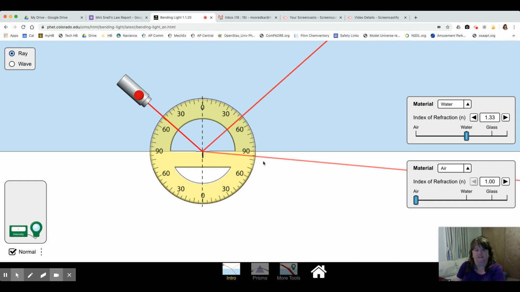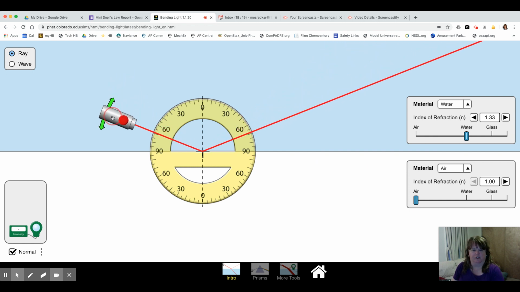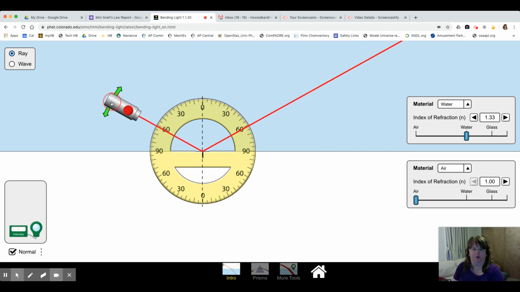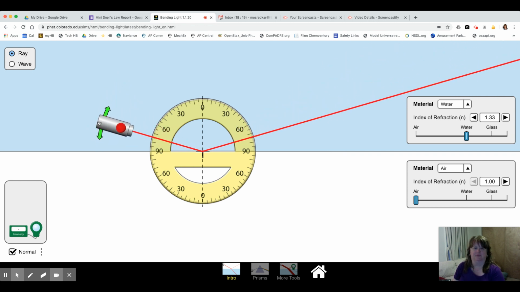But if you notice, more and more light is reflected and less and less light is refracted, or going into the new medium. And if we take it too far, we get total reflection and absolutely no refraction. Okay? This is called total internal reflection.